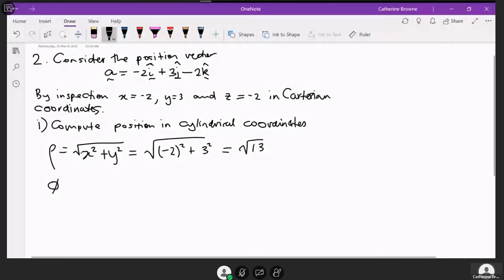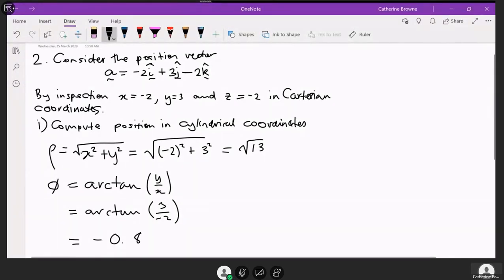And then the angle given by phi. I think these formulas should be in your lecture notes. So that's given by arctan of y on x, so that's arctan of 3 on minus 2. And now when I put that into my calculator, I got minus 0.983 radians. And make sure that you're in radians. We don't want degrees.